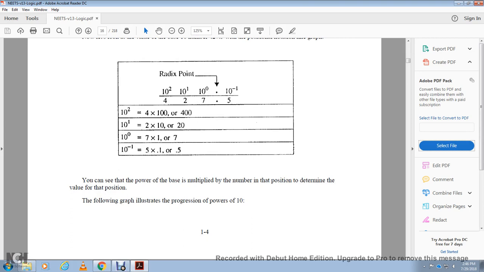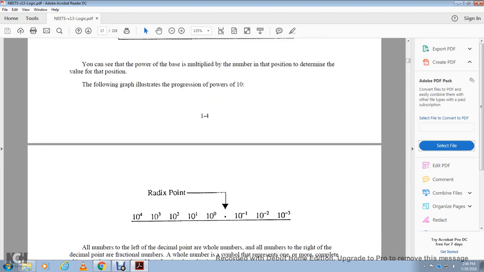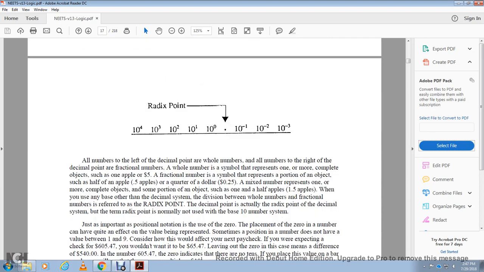The following graph illustrates the progression of the powers of 10: 10 to the 4th, 10 to the 3rd, 10 to the 2nd, 10 to the 1st, 10 to the 0th, radix point, 10 to the negative 1st, 10 to the negative 2nd, 10 to the negative 3rd. All numbers to the left of the decimal are whole numbers, and all numbers to the right of the decimal point are fractional. The whole number simply represents one or more complete objects, like one apple or $5.